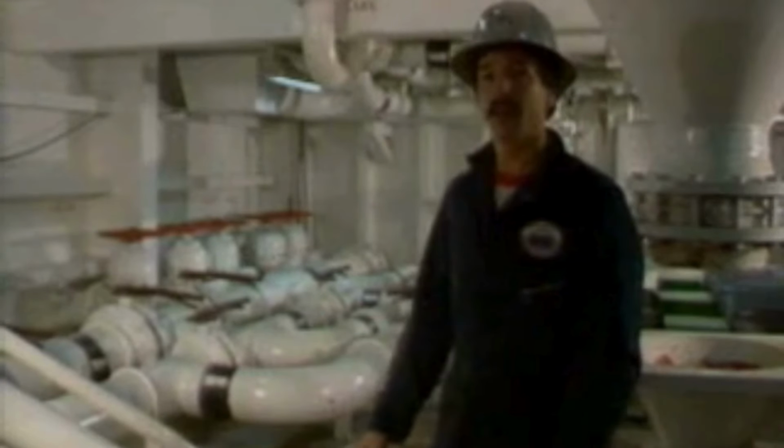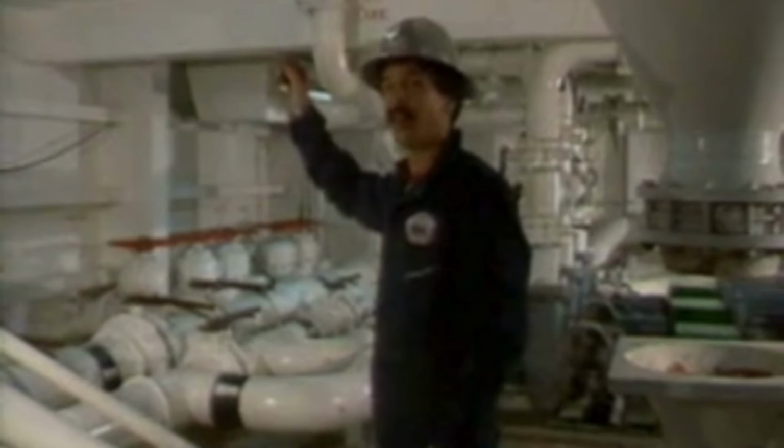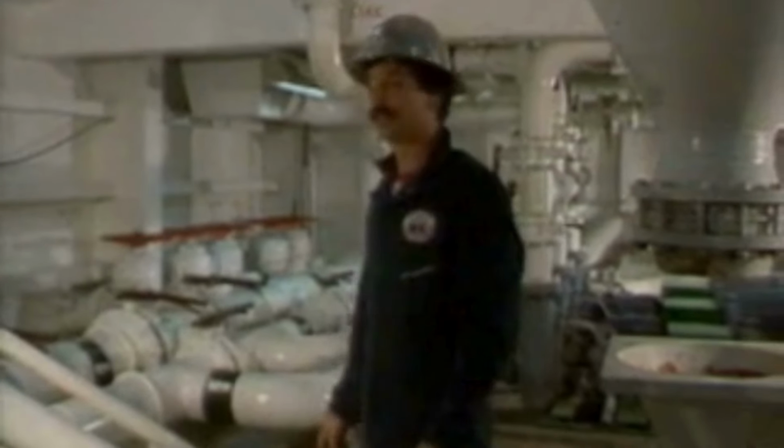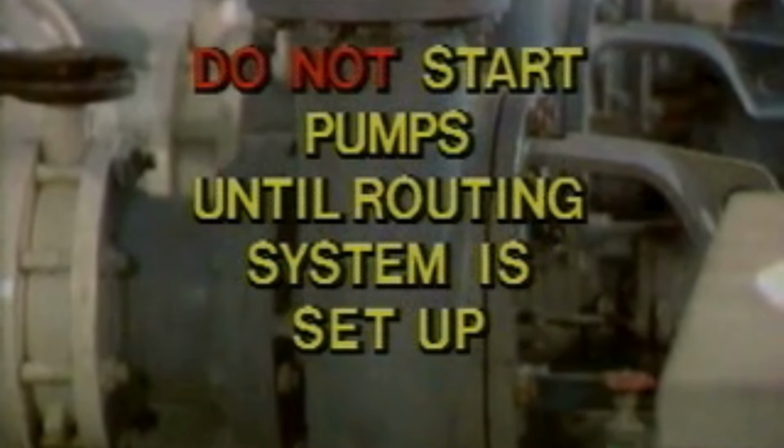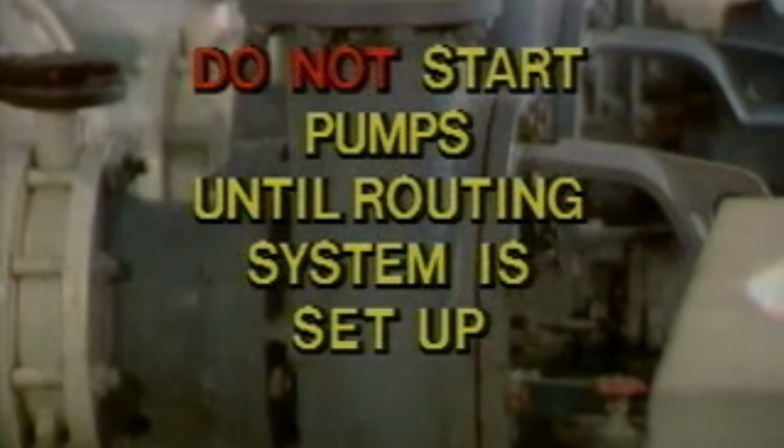Once I have it into the pit room, it's just a matter of opening up a discharge valve back into my kill pit, which circulates the mud. It's sucked from the kill pit. It's being treated with weight, which will increase the weight, and it's being discharged back into the kill pit. The one thing to remember here is not to start any of the centrifugal pumps until you have your routing system set up. You don't want to run these centrifugal pumps dry, and you don't want to restrict the output.